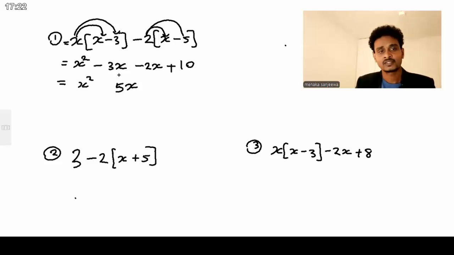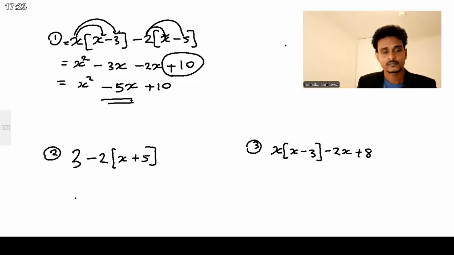Minus. We always write the sign of the bigger one. The bigger one is 3x. This sign is minus. Where do you write it, after the 5x or before the 5x? Before the 5x. Plus this one, we can't simplify further. There is only one constant, so we have to write it first. That's the answer.